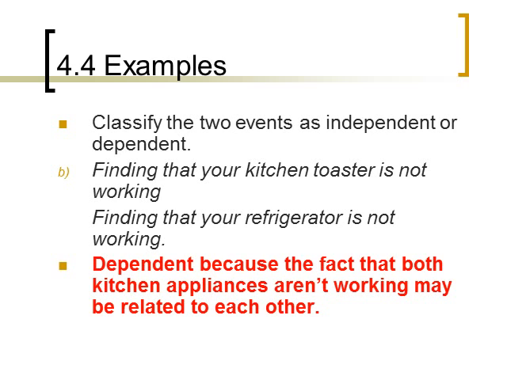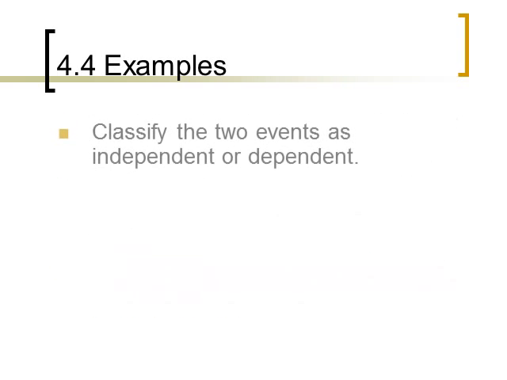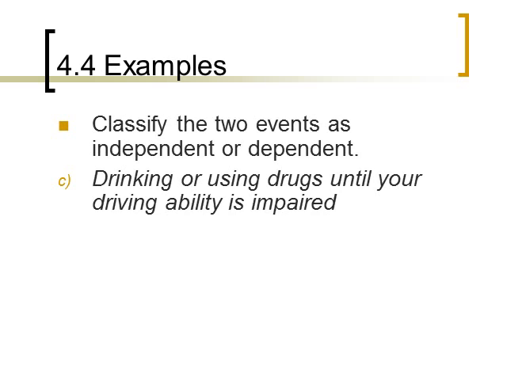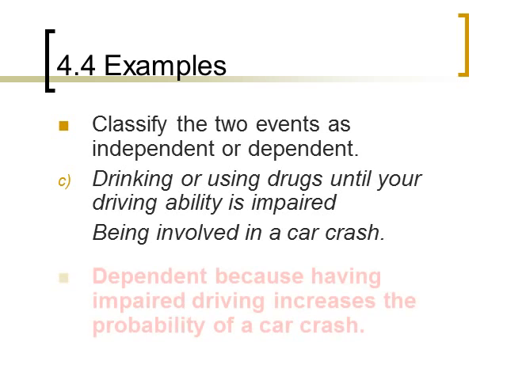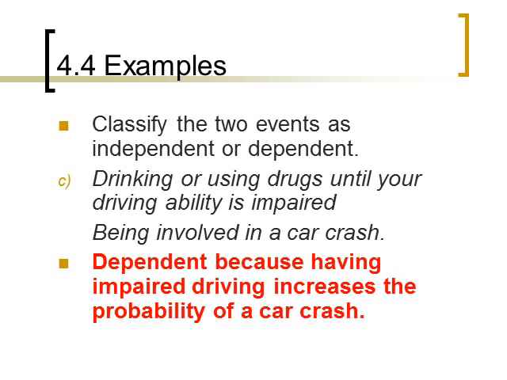Here's another example. Finding that your kitchen toaster is not working and finding that your refrigerator is not working. So do these events have anything to do with each other? Well, possibly. Here's the third example. Drinking or using drugs until your driving ability is impaired and being a probability of a car crash.